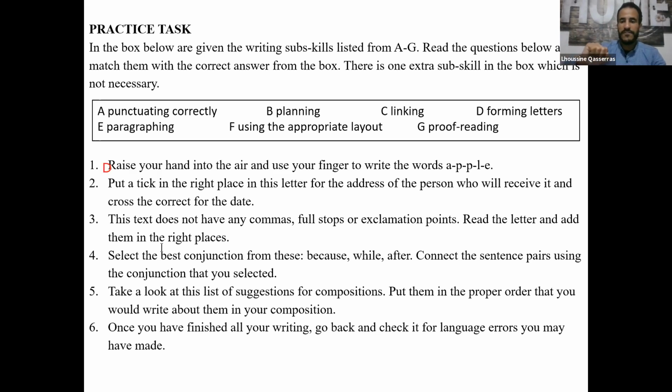I would like now to give you 5 minutes. Work alone and complete this exercise. 5 minutes.